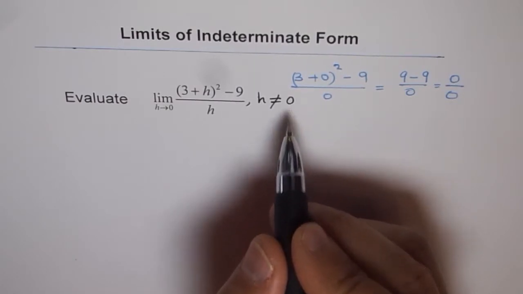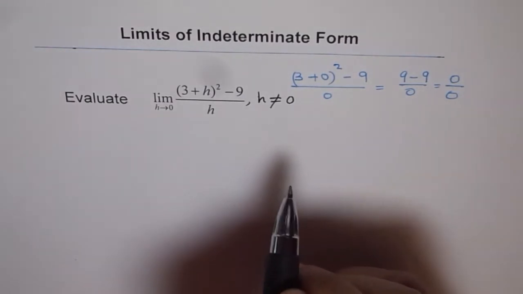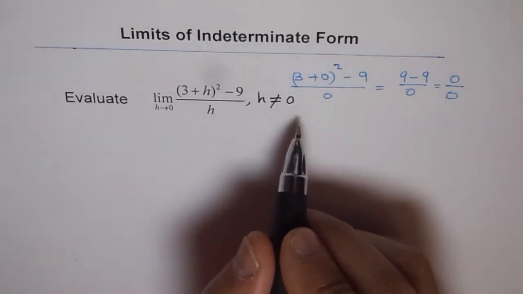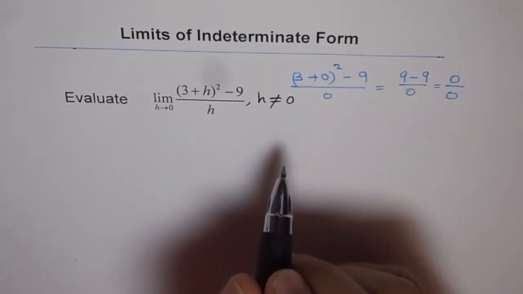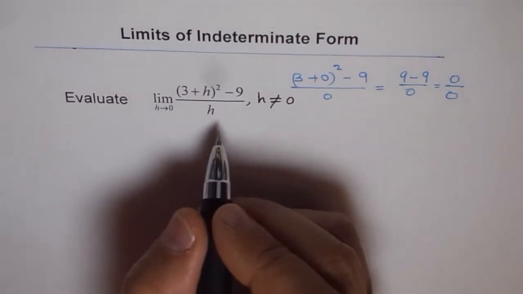Because the limit is the value which the function is approaching from both the sides. It is not the value of the function at that point. So the limit exists or can exist even if the function is not defined at that point, right? Now let's try to check that.